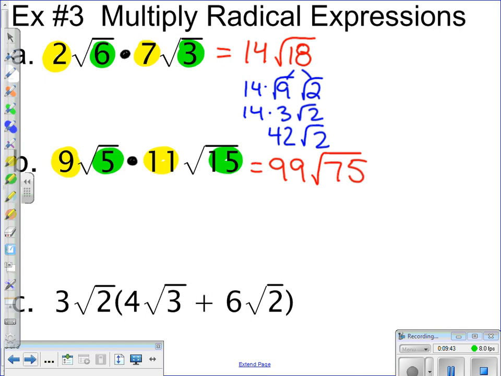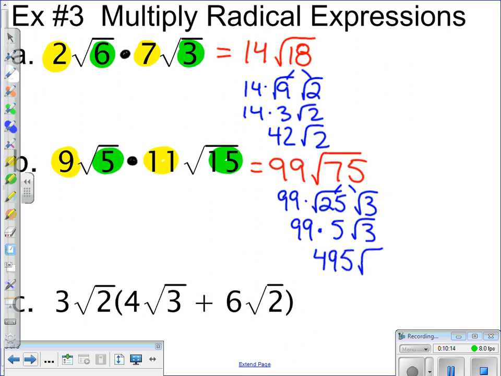Hopefully you know that 75 can be broken down. You should think 25 and 3. The square root of 25 is 5. 99 times 5 is 495. So you literally get 495 square root 3.